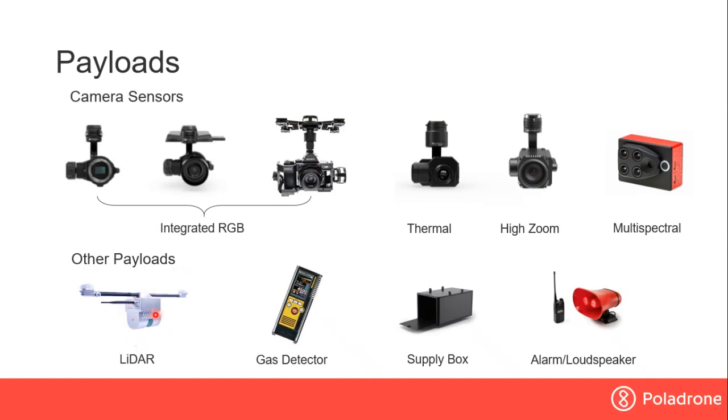And this payload is not cheap. It can go up to 1 million or 2 million in ringgit Malaysia. Next one, we have a gas detector. This one is to detect different types of gas. And also we have a supply box where you can transport a small object easily in between areas. And of course, the last one will be the alarm and speaker.